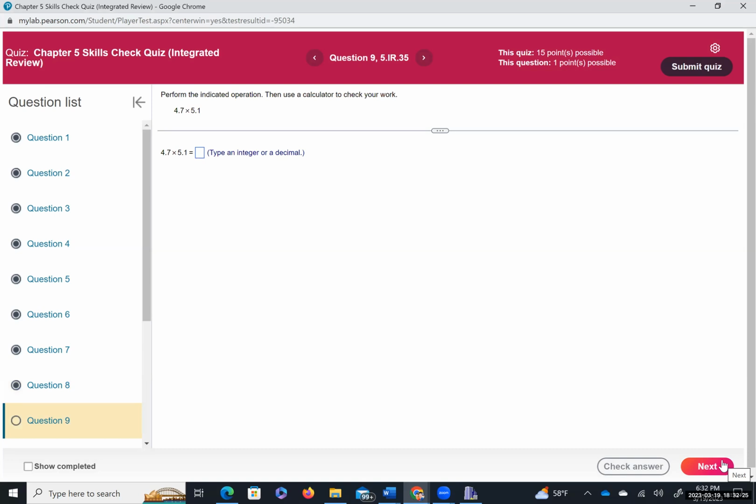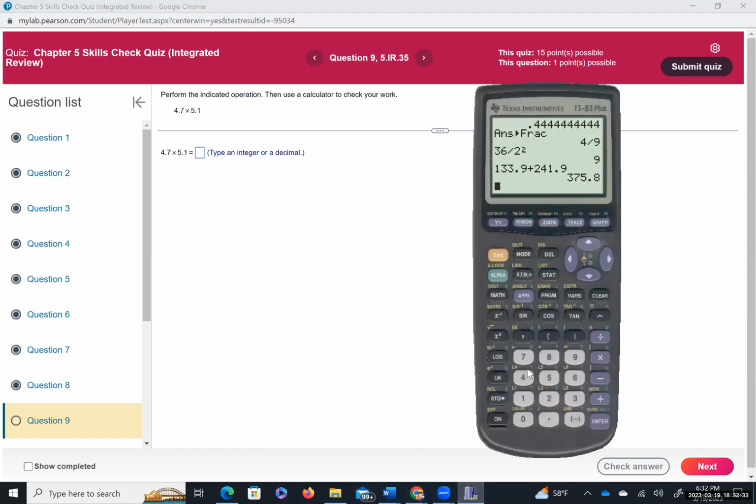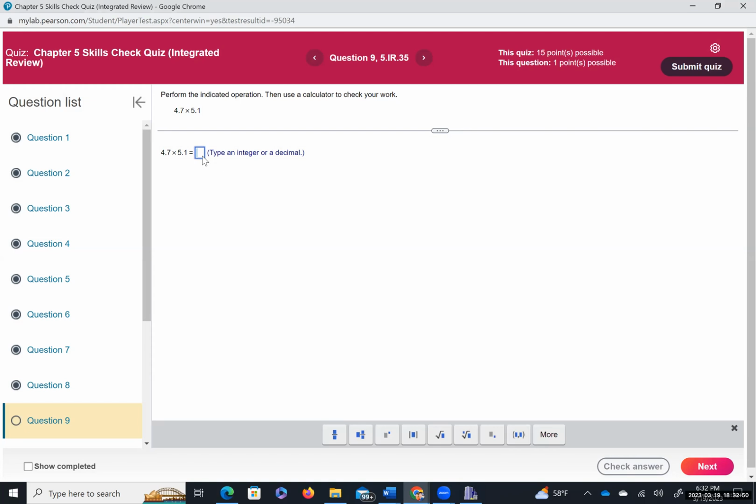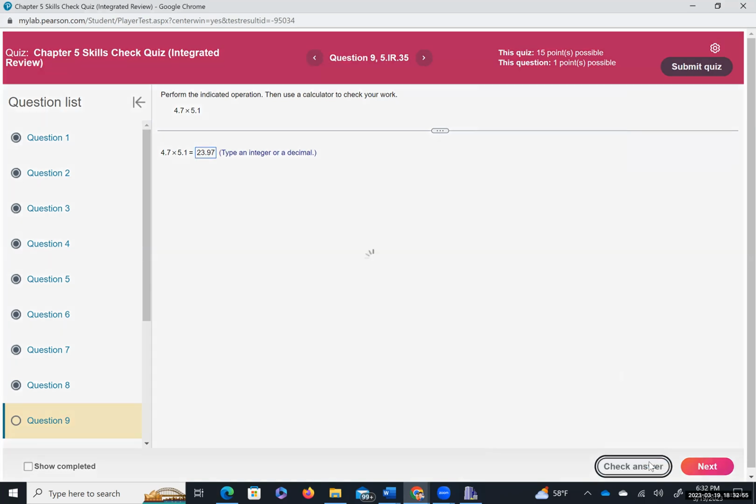So we're gonna move to the next problem now. It's just to perform the indicated operation. Well, just use a calculator for this one to make my life easier. 4.7 times 5.1, right? Enter. 23.97. 23.97, right? Check the answer. Yeah. Next.